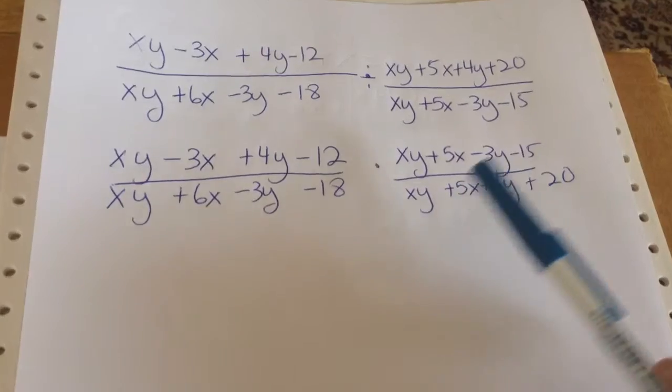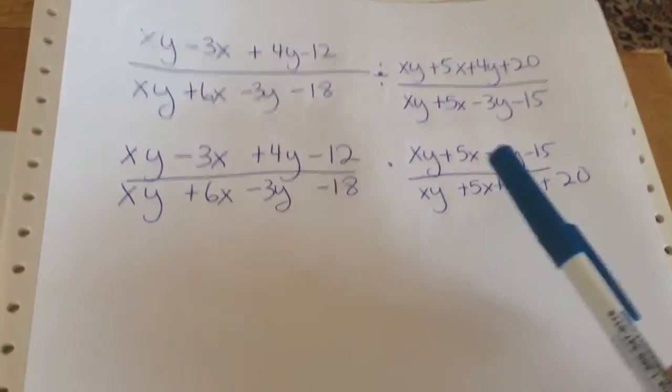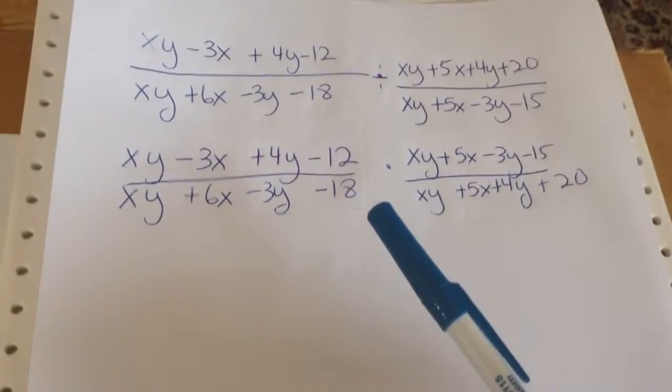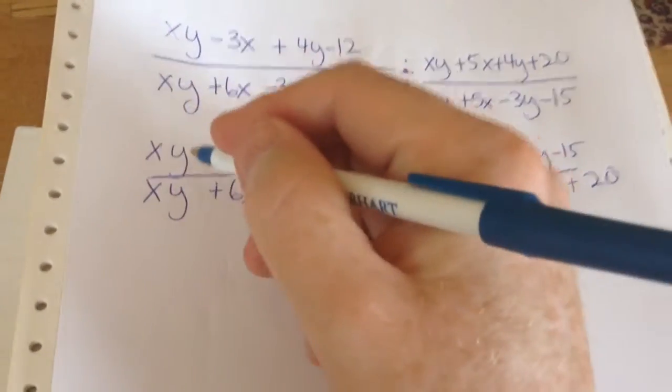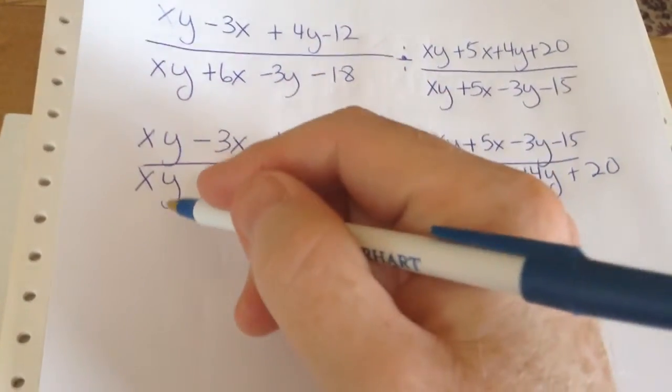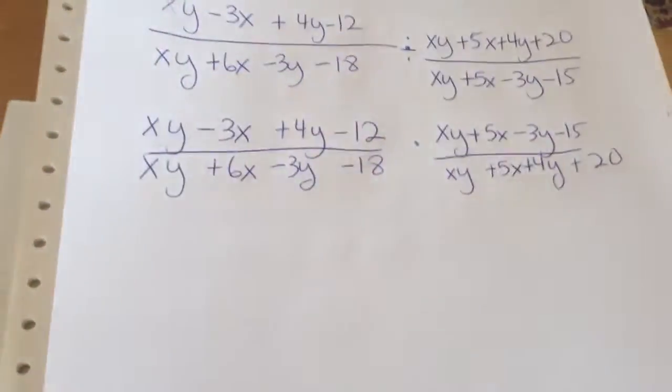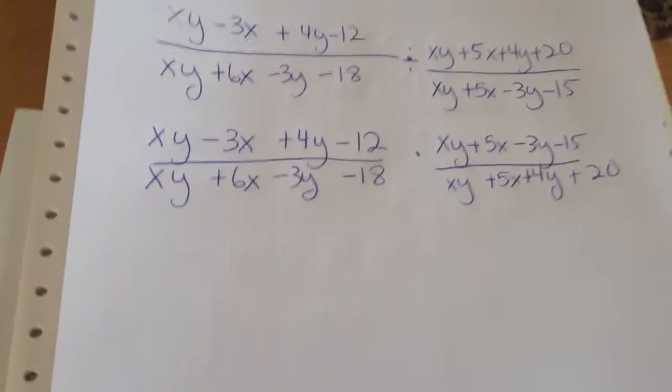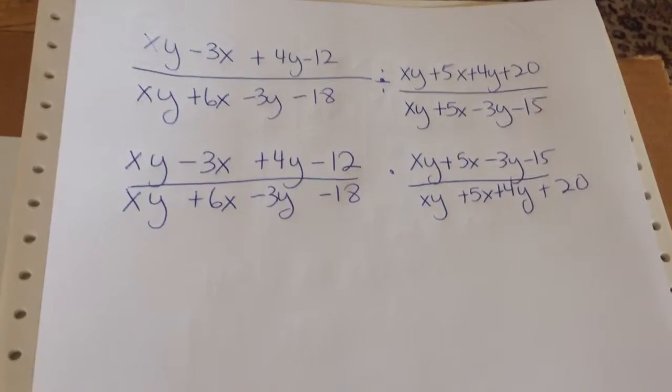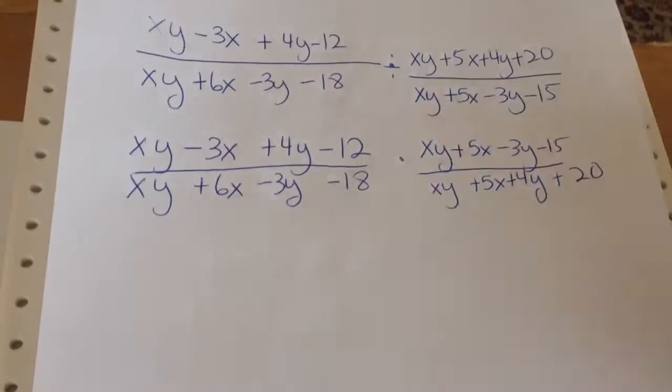So I originally had a 0 on here. I got to change that to a 1. Anyway, what you did next was you started saying, oh gosh, there's an xy up here, there's an xy down here, I can just cancel. Well, that's something you can only do when things are common factors.